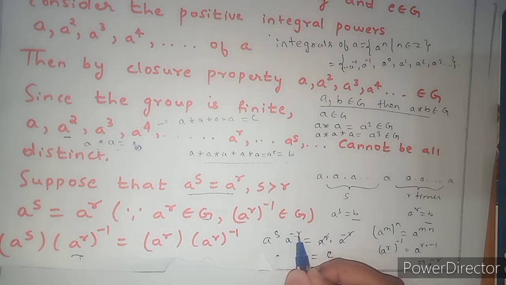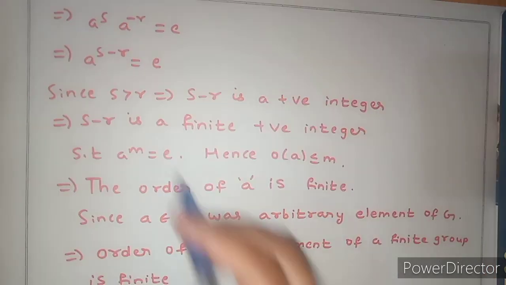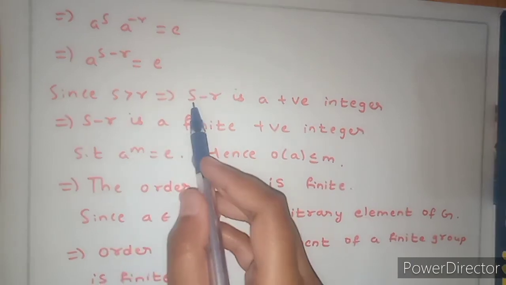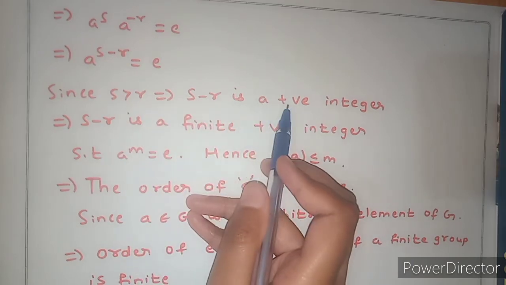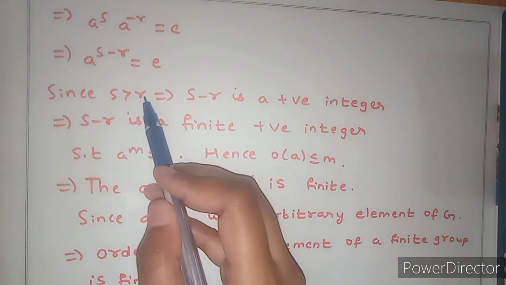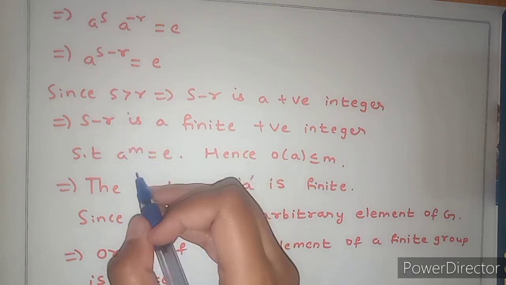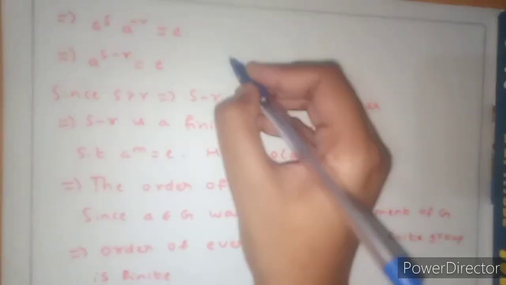If bases are the same, powers can be added. Here we have a minus sign. So a^s into a^-r is a^(s-r). Here s is greater than r, right? s minus r is a positive integer. That means here s is the greater number, r is the smaller number. If we subtract a smaller number from a bigger number, we will get a positive integer.